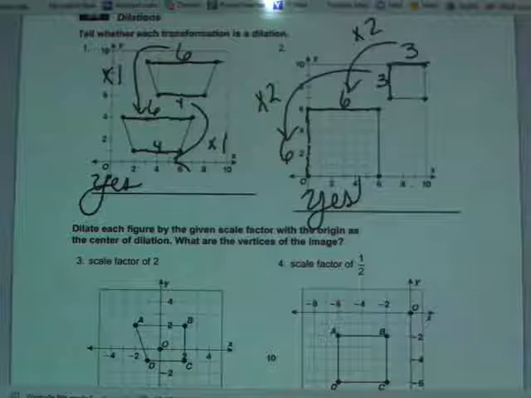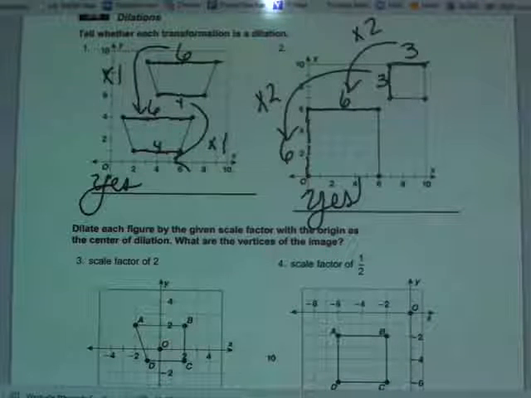Remember, the other thing you need to check when you're looking at your dilations is the angles. Whether or not I make the sides bigger or smaller doesn't matter. The angle should still be the same. So if like a right angle changes into 87 degrees, instantly we can answer no because the angle should still be the same. The only thing that's going to change is the length of the sides.